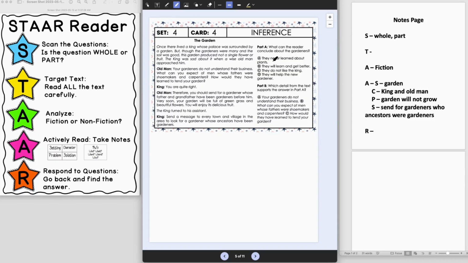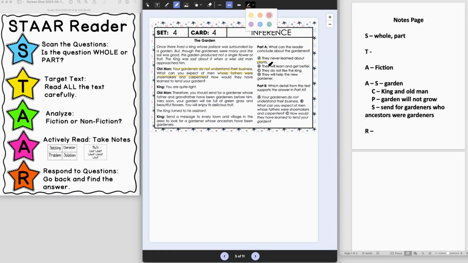So this first question is, what can the reader conclude about the gardener? We're trying to make an inference and seeing which of these is supported by the text. So, they never learned about plants. Let's look back and see if it talks about plants. It says the gardeners do not understand their business. Their fathers were shoemakers and carpenters. So we can infer here that they didn't specifically learn about gardening. So that's a possible answer.